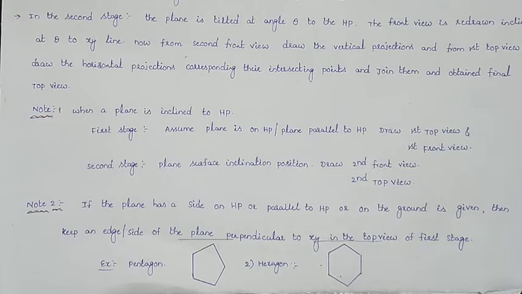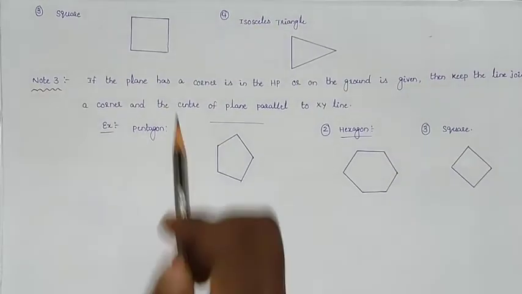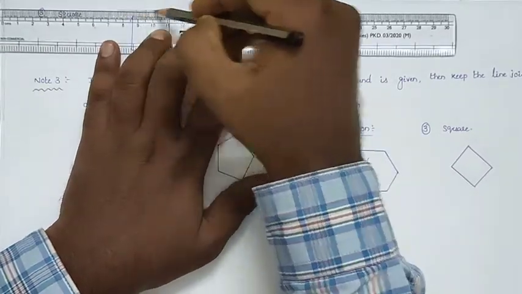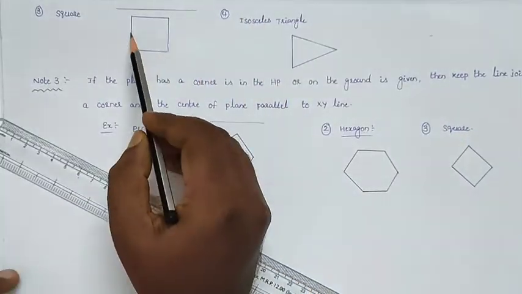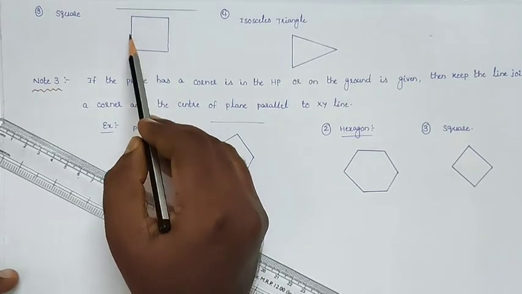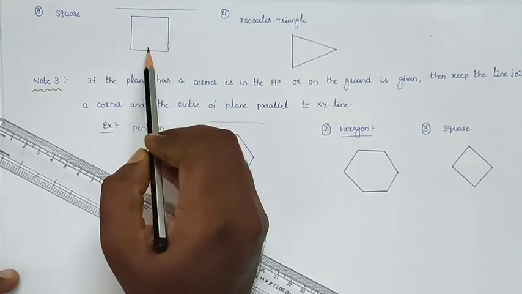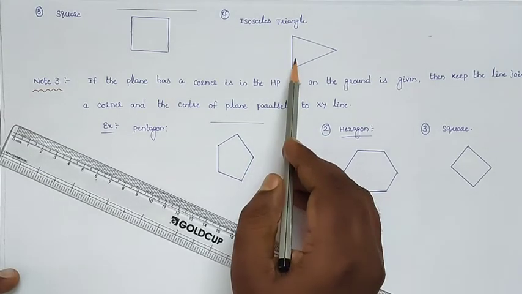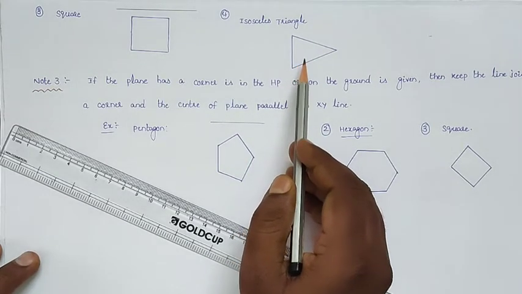Suppose the side or edge is given. If a square is given, how will we draw it? Suppose it is a reference line; the edge can be drawn perpendicular to the reference line and we construct the square. Similarly, if it is an isosceles triangle, we will draw the shape of the isosceles triangle like that.